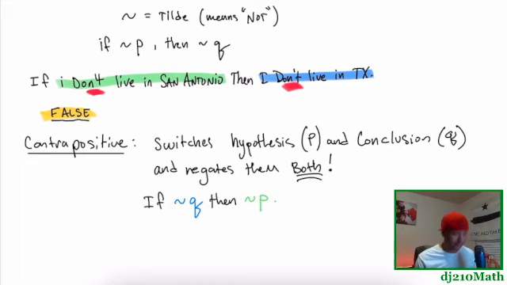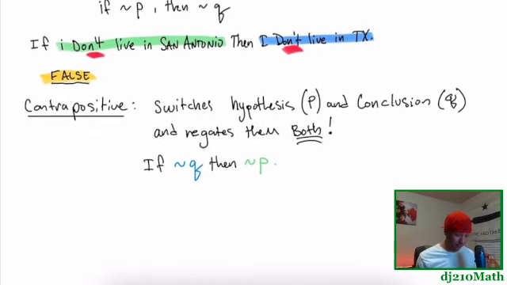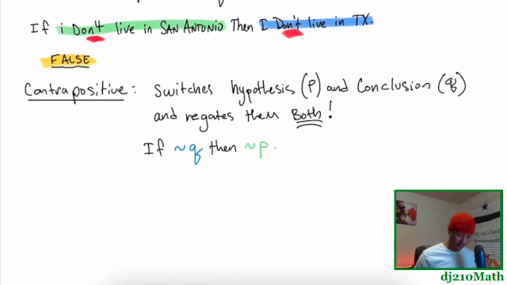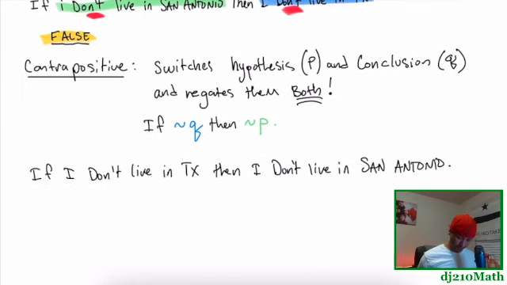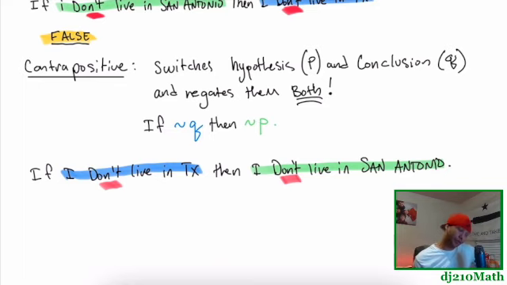At the moment, we're looking at living in San Antonio and living in Texas. So this contrapositive statement, following what we've been talking about, is going to be: if I don't live in Texas, then I don't live in San Antonio. This would be the contrapositive. So if you want to think about the truth value here, I don't live in Texas, okay, then I don't live in San Antonio. Well, that has to be true because San Antonio is definitely in Texas. So if you don't live in Texas, then you don't live in a city that is in Texas.